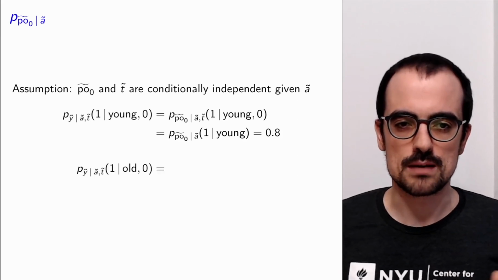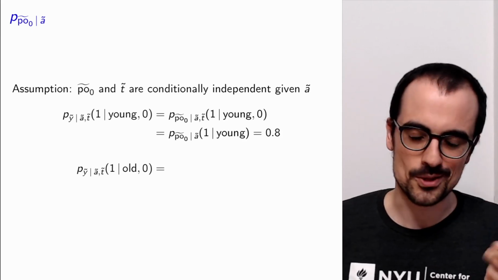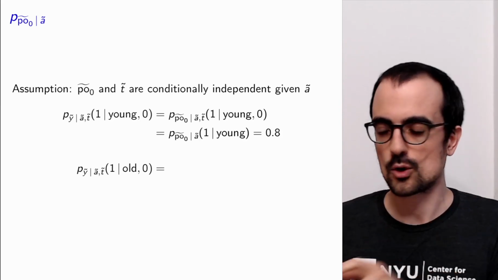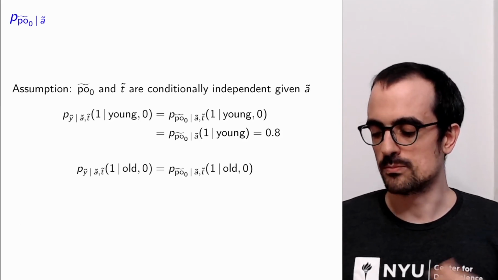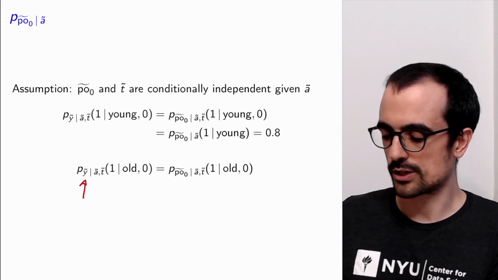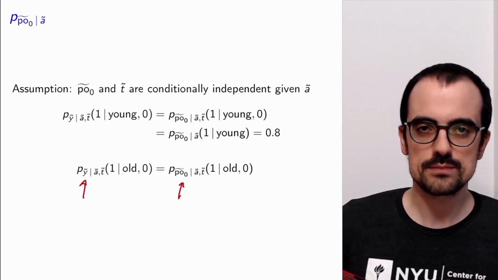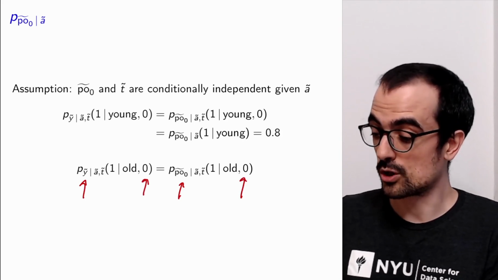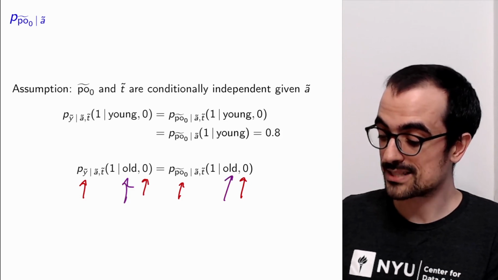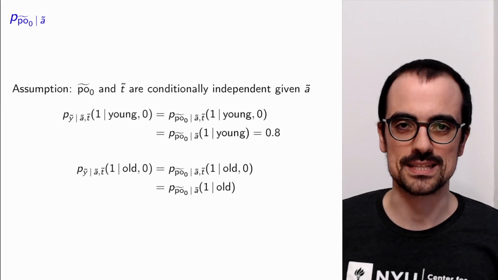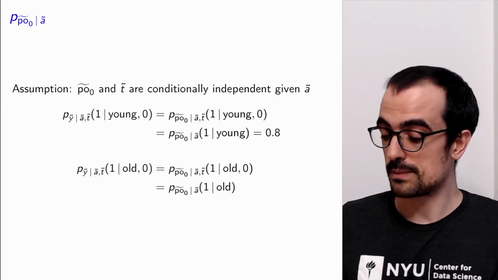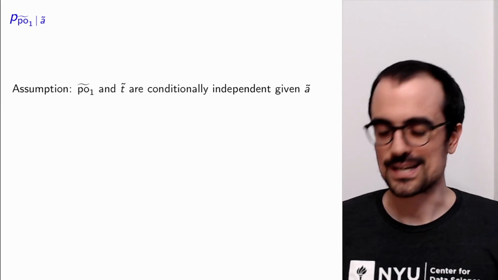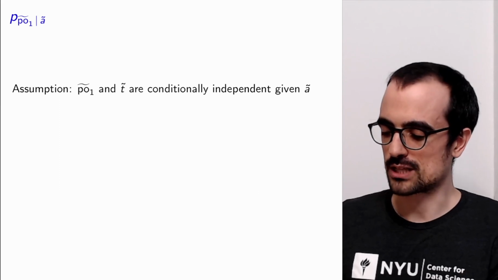Exactly the same for old people. So we're still looking at the potential outcome associated to no treatment, but now for old people. Again, by definition, the observed rate of recovery is equal to that potential outcome associated to no treatment, as long as we condition on the treatment. But if we're also conditioning on the age, under our assumption, we can actually remove that conditioning on treatment. And this is going to tell us the recovery rate for old people, which is going to be 0.2 as we had established. And now I can say the same thing for the potential outcome associated to treatment.